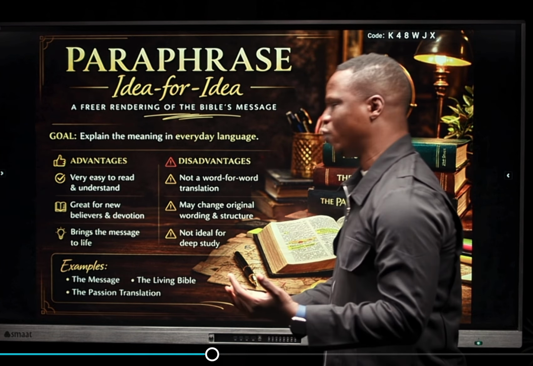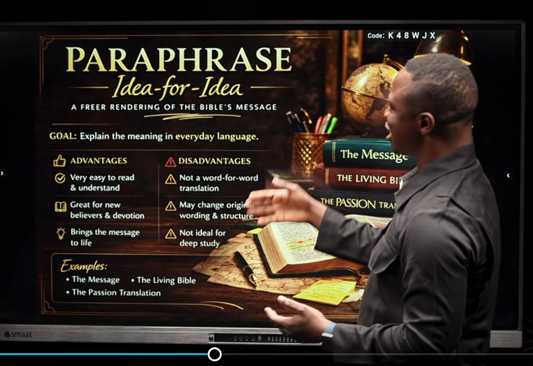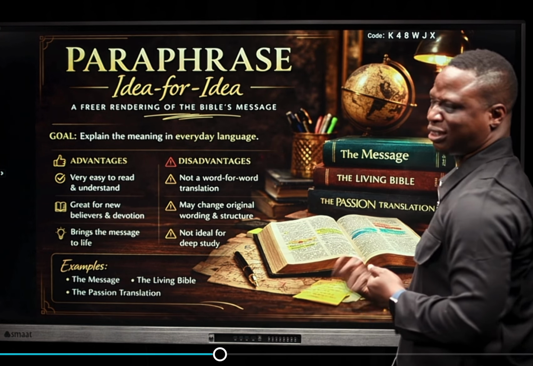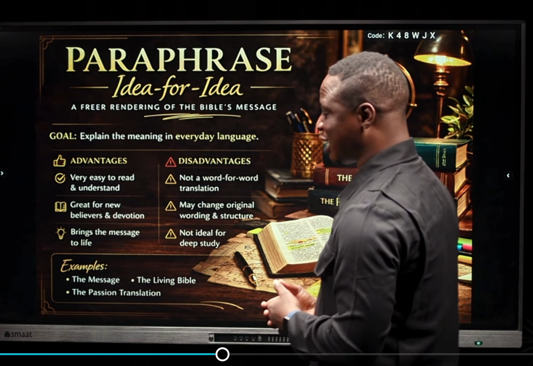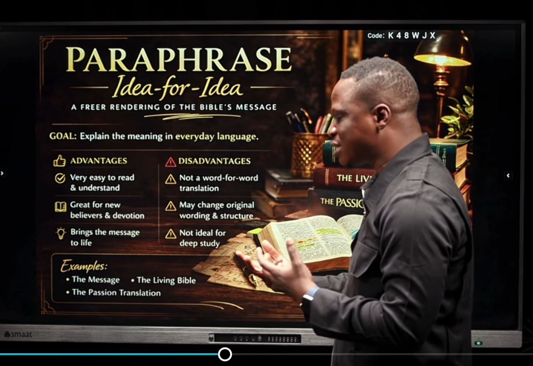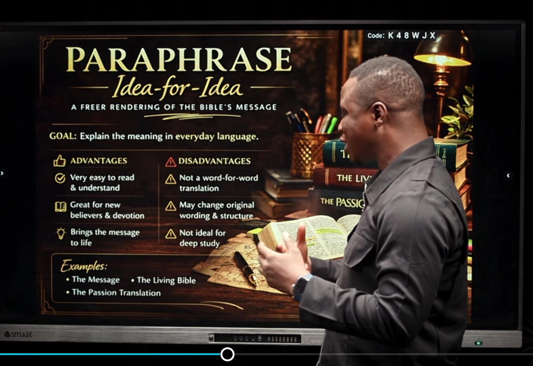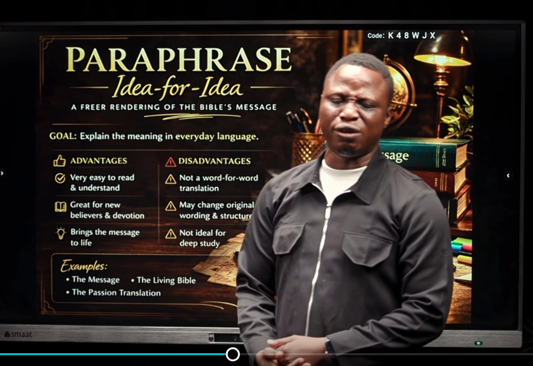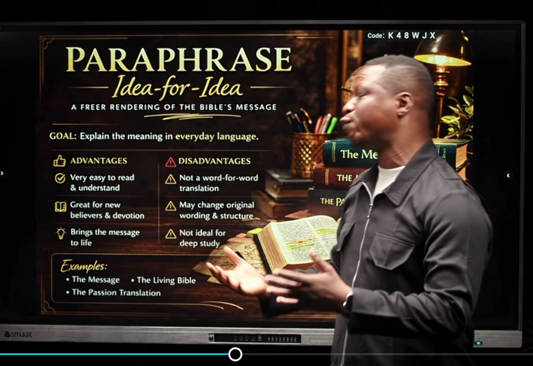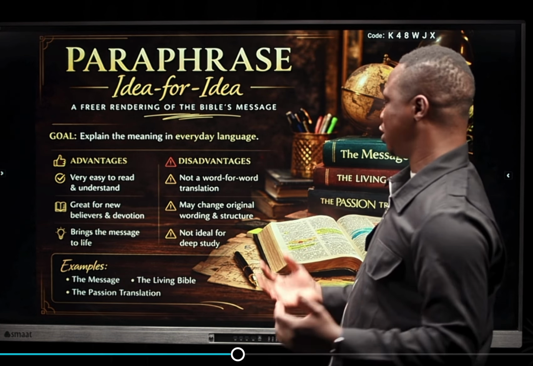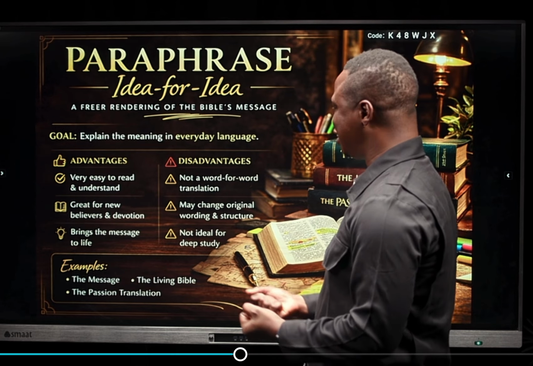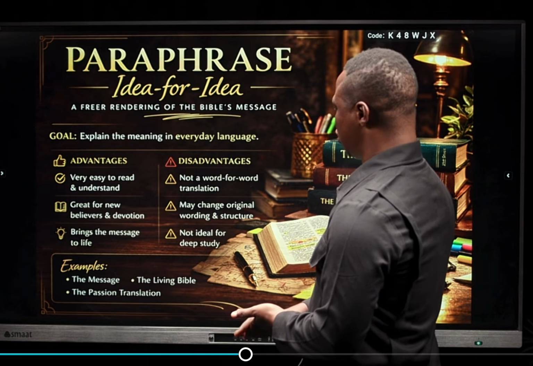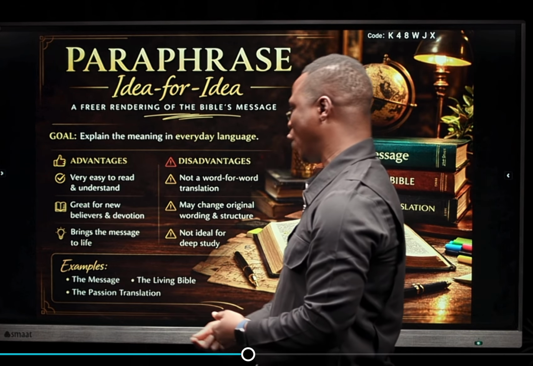And so when you do that, let me just look at the advantages. The first advantage is that it is very easy to read and understand, okay? Because what you have now is that the people of these times, or the young people, can quickly understand it. And then it is great for new believers. Somebody is new in the faith, these translations are good for them, and it's also good for devotion. And then number three, what it does again is that this kind of paraphrase or idea for idea version brings the message to life, all right?